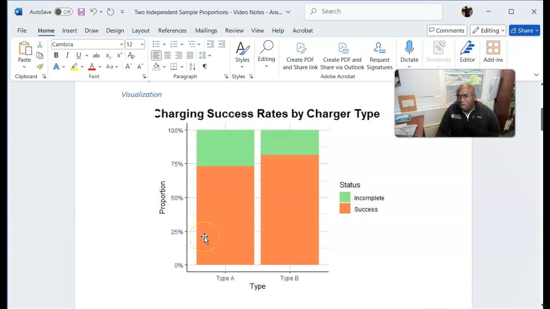This is what I will call a bar plot still, but it's stacked. My mind went away for a second. Stacked. This is fine. So what we're looking at in terms of the orange, in terms of these bars, we're trying to see if this orange region is statistically the same. Okay, type A versus type B in terms of success.